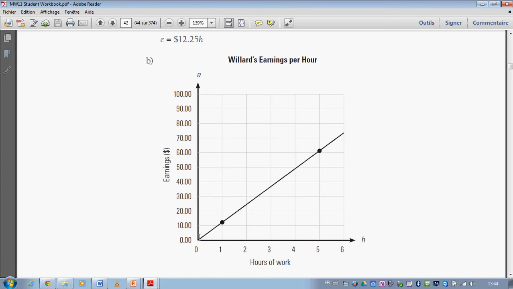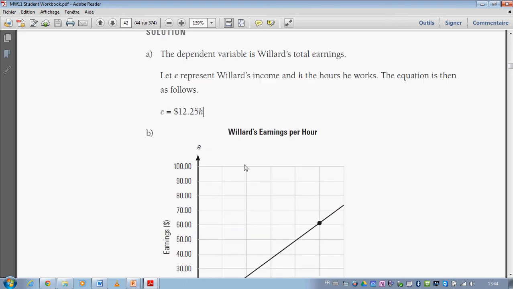Okay. And as you can see, you can expect that after 1 hour of work, he'll have made $12.25. After 2 hours of work, he'll have made $24.50. Okay, so you can see that it goes up by 12.25 for every 1 hour, up 12.25 for every 1 hour, and so on and so forth.